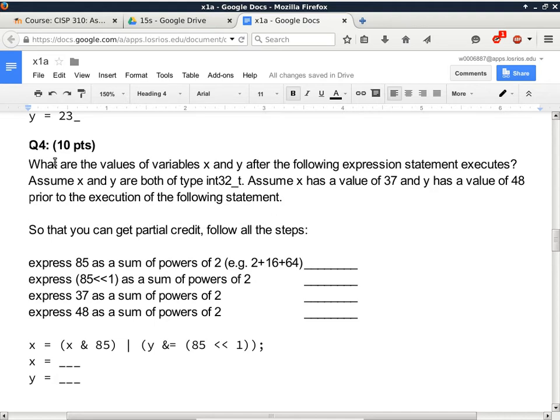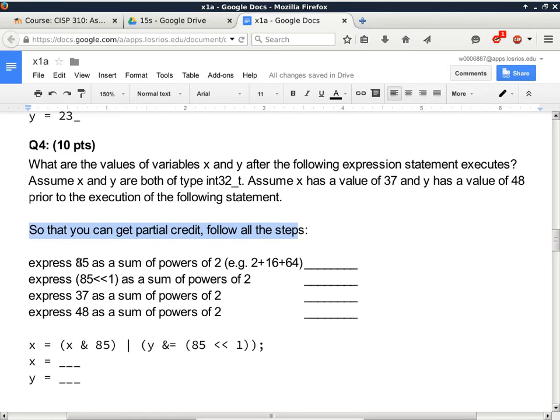Okay, so the question is asking, what are the values of variables x and y after the following expression executes? Same kind of stuff, except this time we use 37 and 48 because I did not want to use the same two numbers as in the practice test, because I want you guys to do the base conversion here, not reuse the base 2 binary representation that we already worked on during class. It's the same approach. I looked at both of these values, they're not difficult to convert. I did not pick something that was difficult. Just so that you can get partial credit, follow the steps, okay?